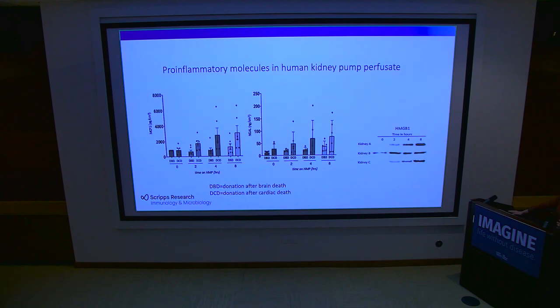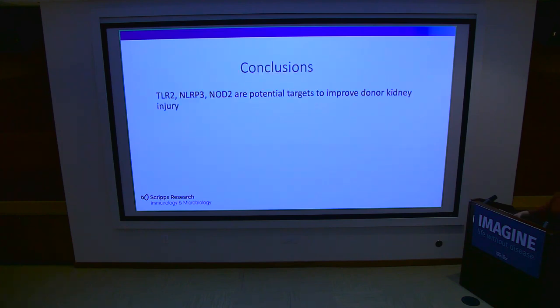These are kidneys that were transplanted into patients, and you're seeing two different categories: donation after brain death, that's the standard type, and donation after cardiac death. Those are the ones that had more ischemic injury, and maybe not surprisingly, there's a lot more injury, pro-inflammatory cells or molecules released after injury, after the cardiac death. So in conclusion, we think that TLR, NLRP3, and NOD2 are potential targets to improve donor kidney injury.